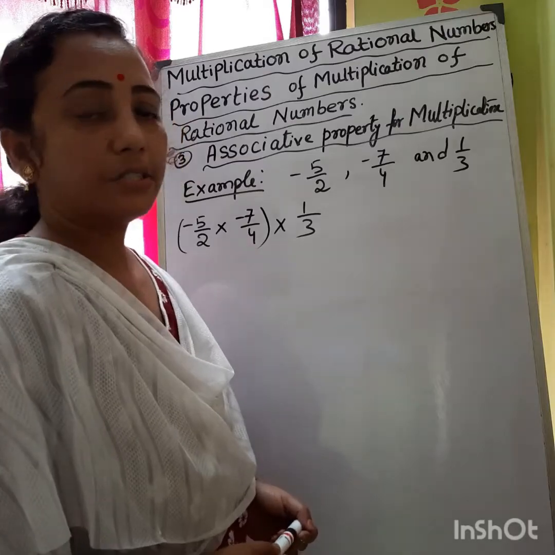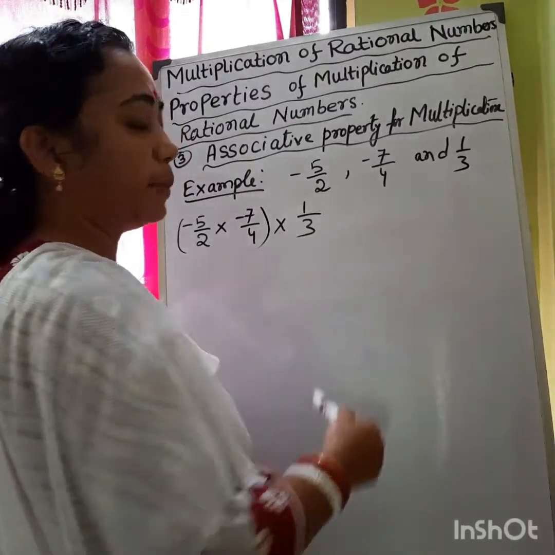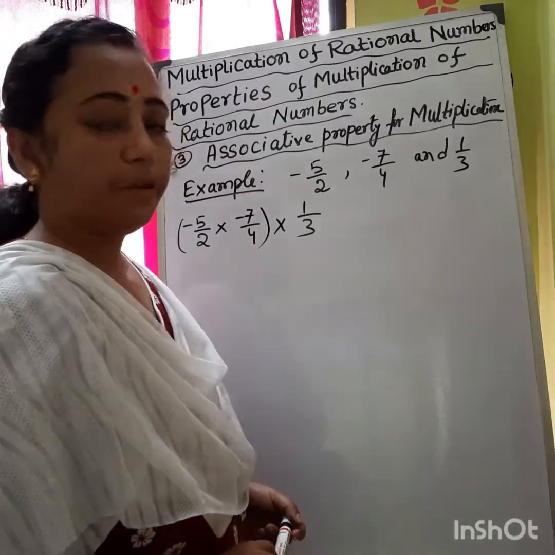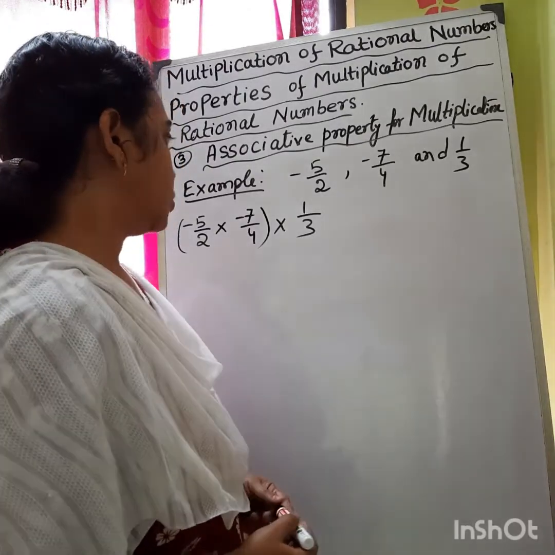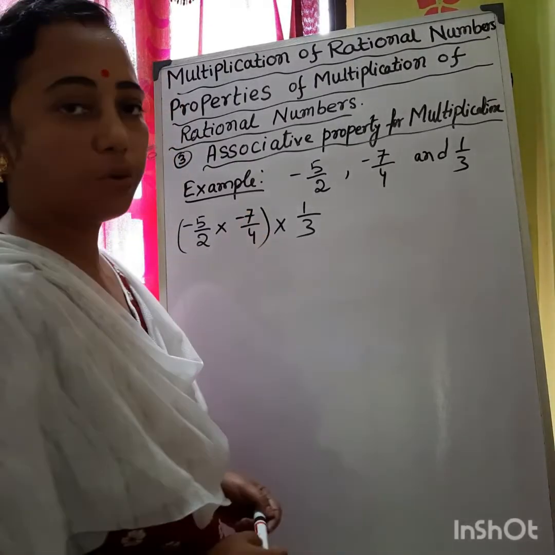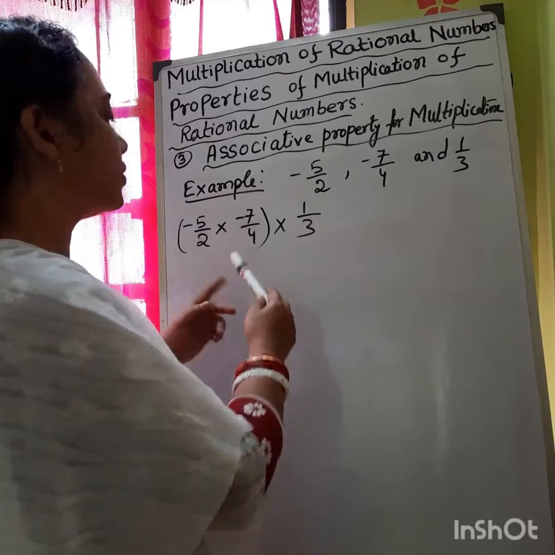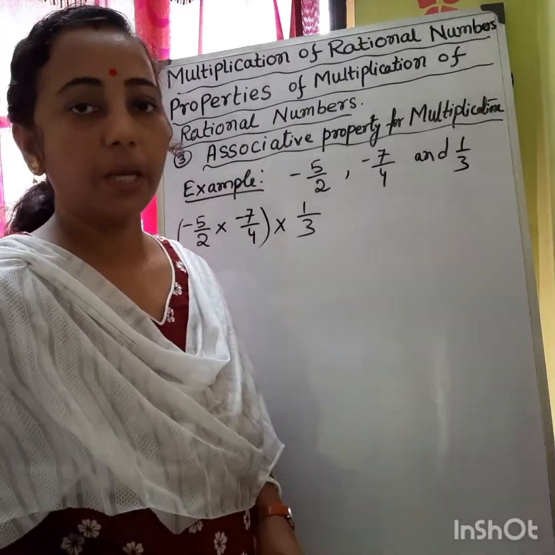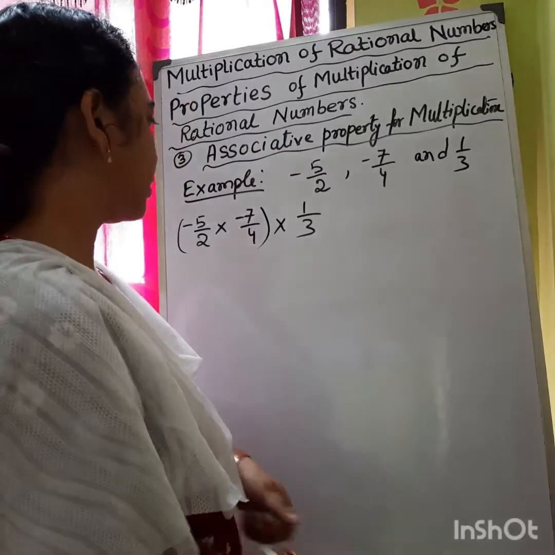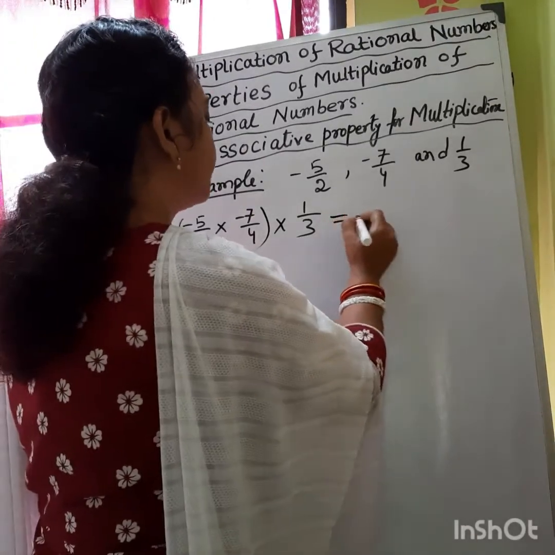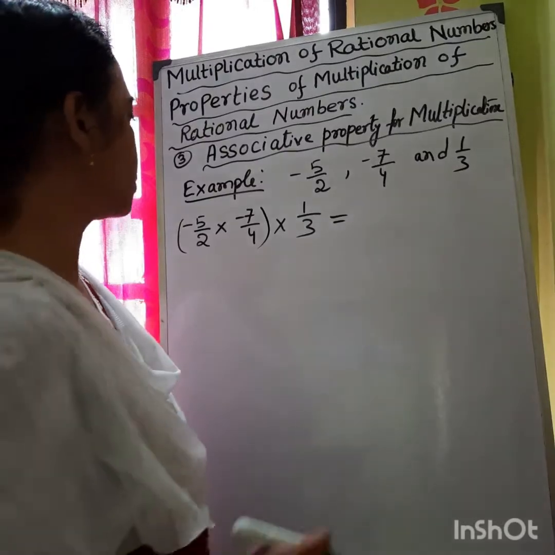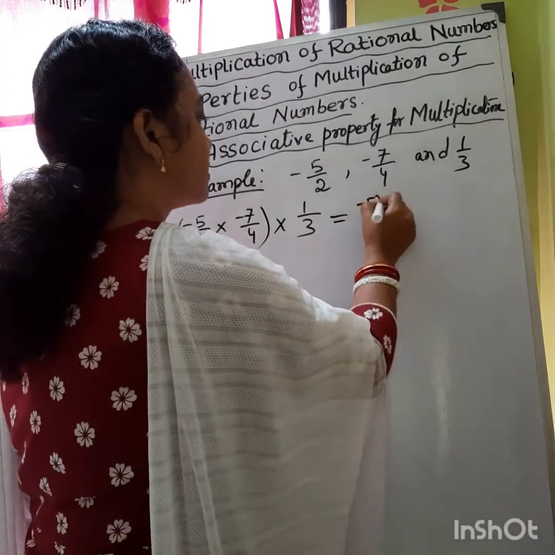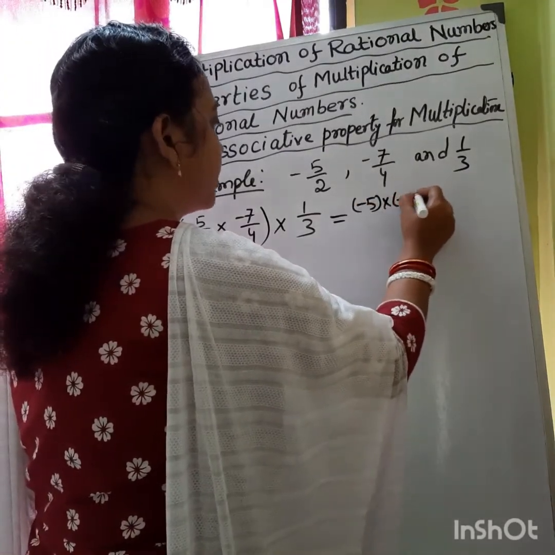So here consider the three rational numbers, that is minus 5 by 2, minus 7 by 4 and 1 by 3. So first we make a group of the first two rational numbers, that is minus 5 by 2 multiplied by minus 7 by 4. Then we multiply them by 1 by 3. So let us see what is coming here. In this case we first multiply these two rational numbers. So we multiply their numerators and then their denominators.